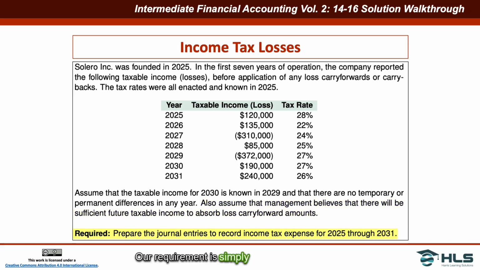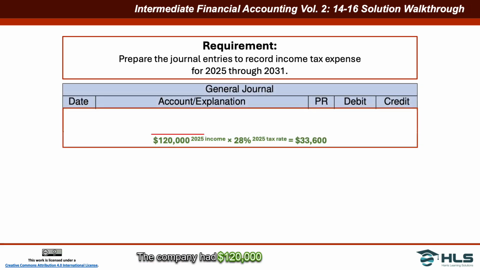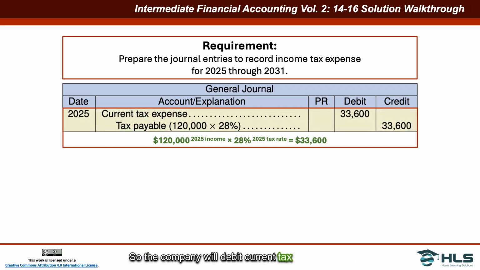A requirement is simply to prepare the journal entries to record the income tax expense for the years 2025 through 2031. So let's start with the year 2025. The company had $120,000 in taxable income. The applicable tax rate for that year was 28%. Therefore, the current tax expense and taxes payable is $33,600. So the company will debit current tax expense and credit tax payable for that amount.